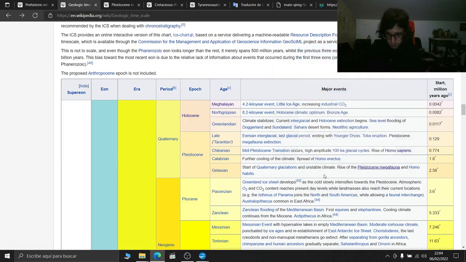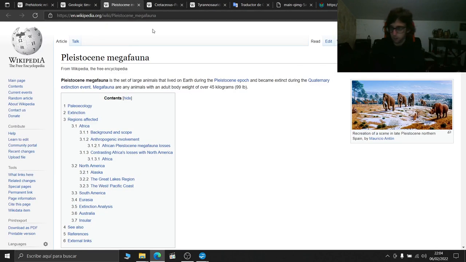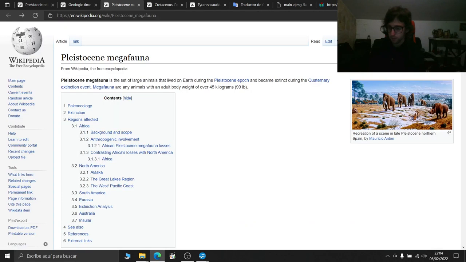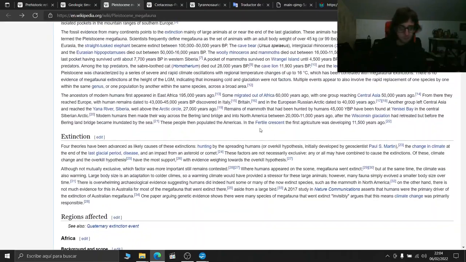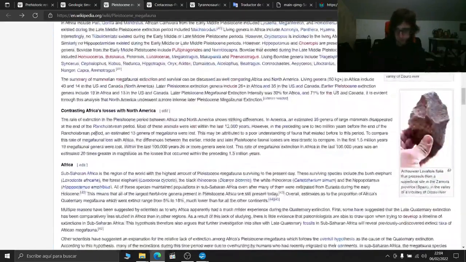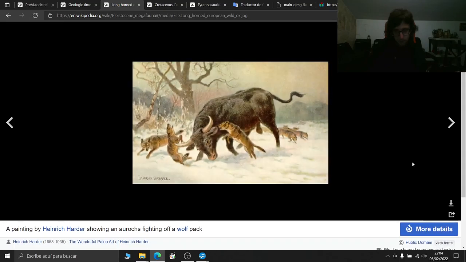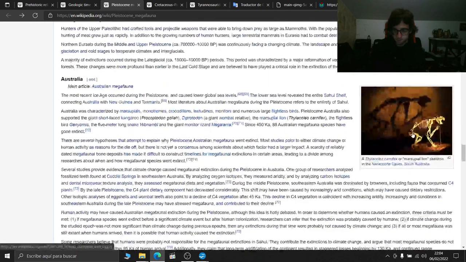Okay, let's stop here a little bit. Pleistocene megafauna are these big animals. It's a set of large animals that lived on the earth during the Pleistocene epoch and became extinct during the Quaternary extinction event. Megafauna are any animals with an adult body weight of over 45 kilograms. Here's some megafauna. Marsupial lion skeleton.